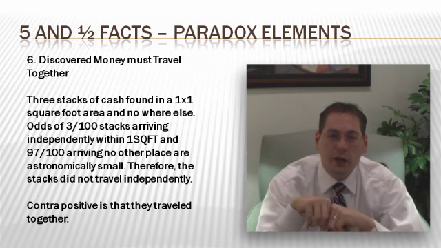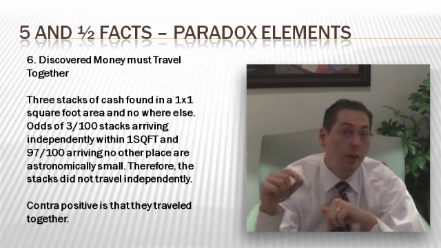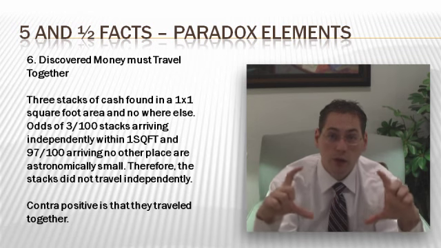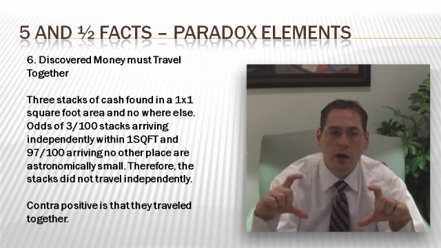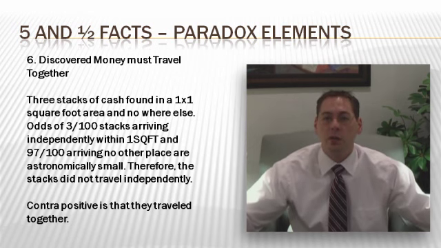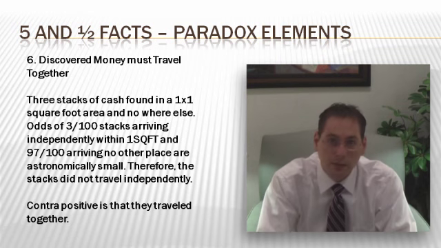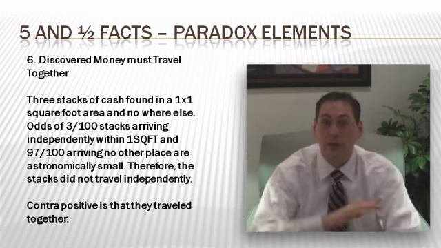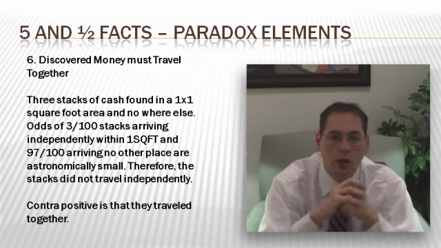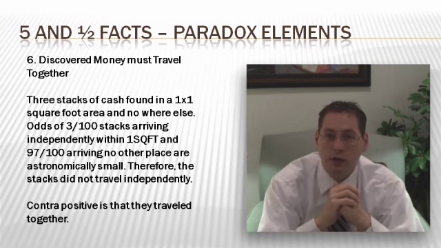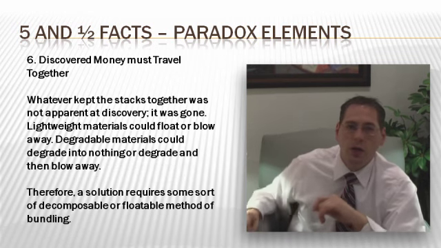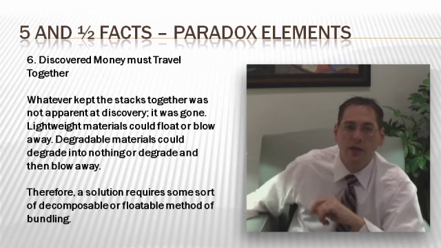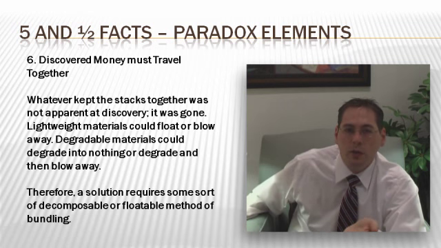So the odds of 3 out of 100 stacks arriving independently into this 1 square foot area, and then the 97 out of 100 arriving no other place on the beach, are tiny, minuscule, because really at the very least they would have been scattered around, but they weren't. Therefore, the stacks did not travel independently. Contrapositive is that they traveled together. The question is, how did that happen? There was no rubber band found around all 3 stacks. Whatever it was, it wasn't apparent, it was gone.